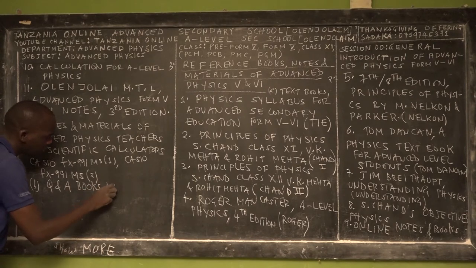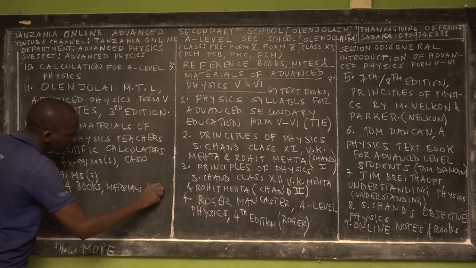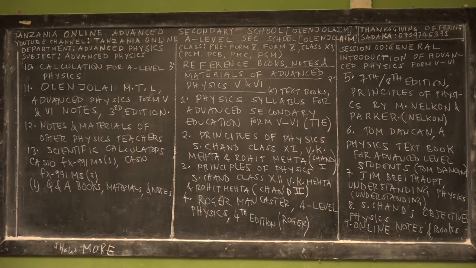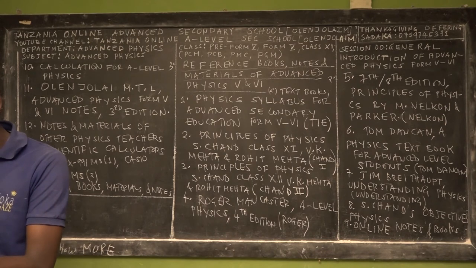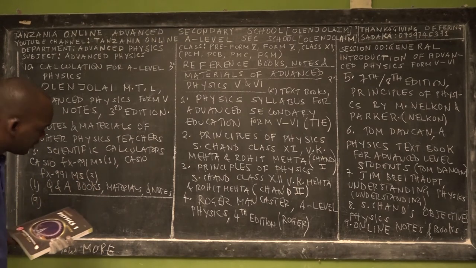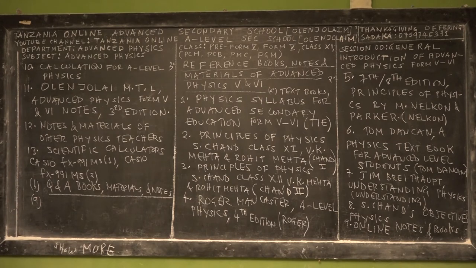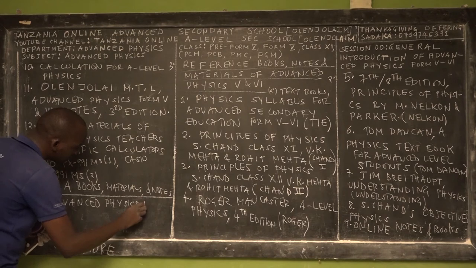Question and answer books, or materials and writing notes. Here we also have a number of reference materials that we recommend. The first one is the book which contains the Advanced Certificate of Secondary Education Examination Physics paper one. Its name has been written Advanced Physics 1, review.